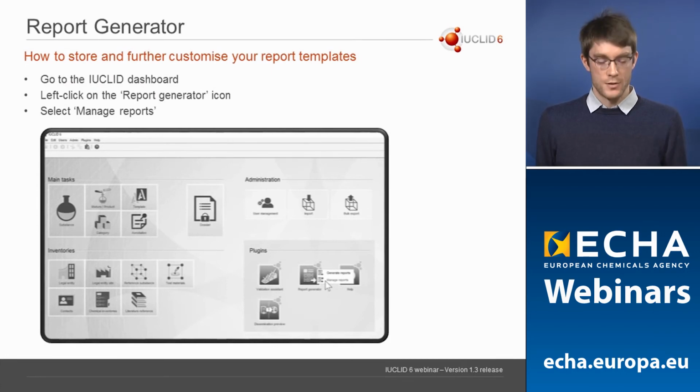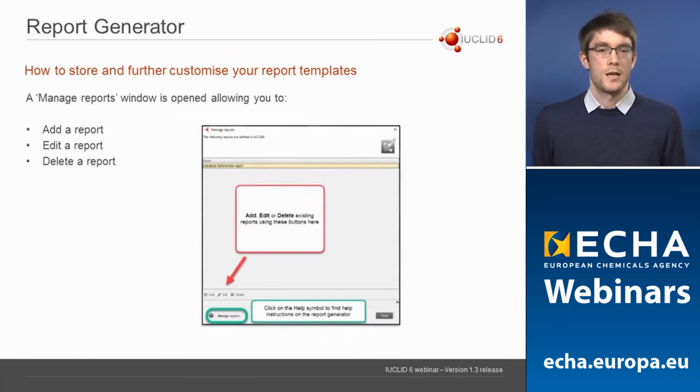So just to show you a practical example, how to store and further customize report templates. You go to the Euclid 6 dashboard, you then left click on the report generator icon and select Manage Reports. A window will show, and on this window you can either add a report, edit an existing report, or delete an existing report. Note also that you can find further information on this by clicking on the help icon on the bottom, which is circled in green there.